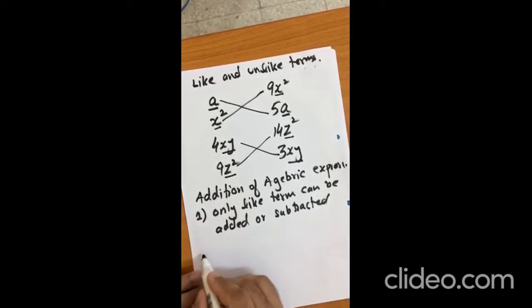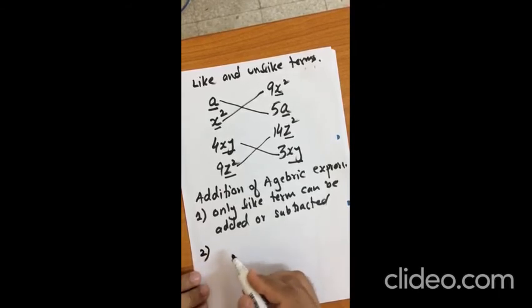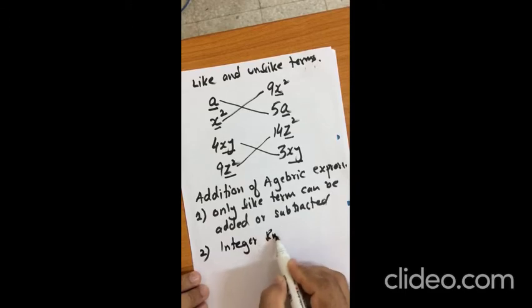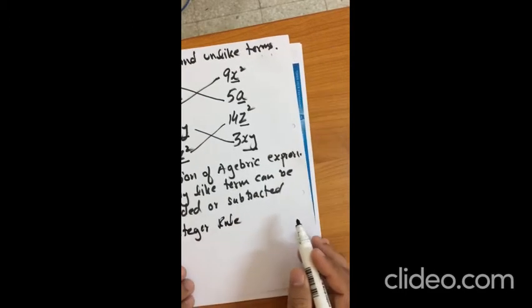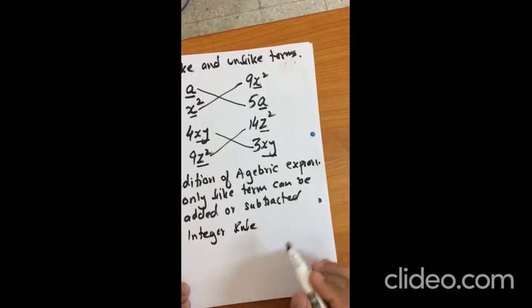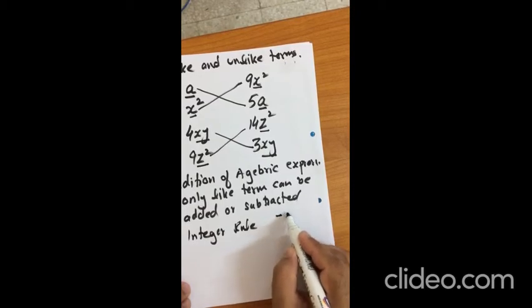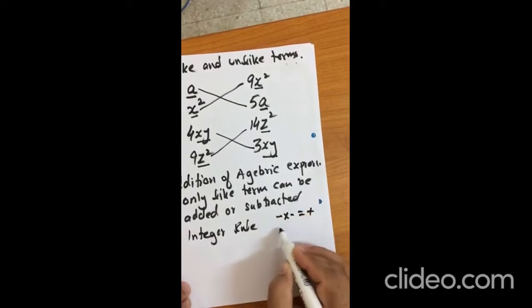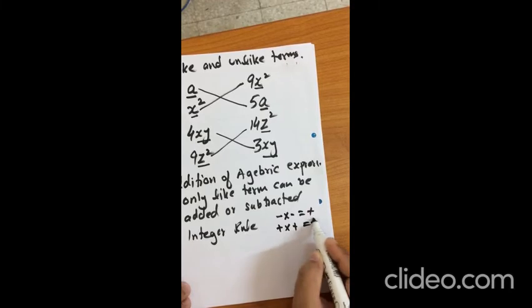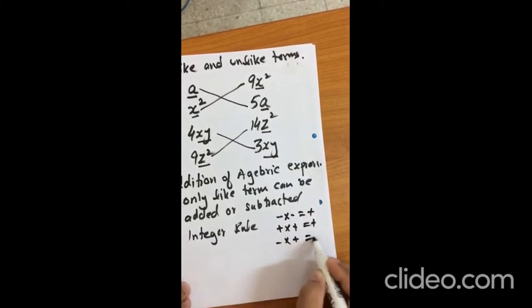Second, you must keep in mind the integers rule you have done in grade 6 chapter 3 before: minus times minus makes plus, plus times plus makes plus, minus times plus makes minus, and plus times minus makes minus. These rules must be considered in the simplification of addition and subtraction of algebraic expressions.